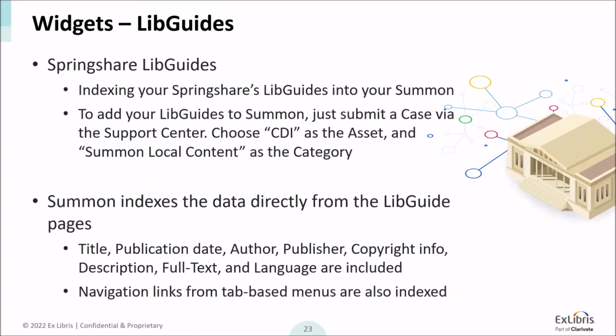So we also can index your SpringShare LibGuides. LibGuides can be set up for search and discovery in Summon, and this allows your users to easily find relevant subject guide materials and library FAQs. To index your LibGuides, all you'll need to do is open up a ticket to support. You can choose CDI as the asset, and Summon local content as a category, and we'll go ahead and get those indexed for you.